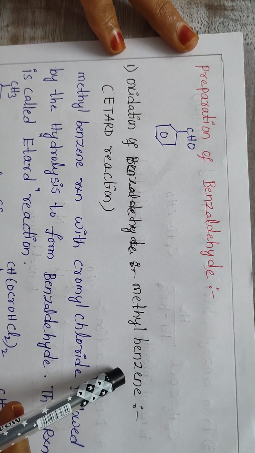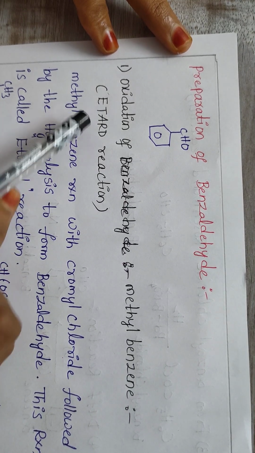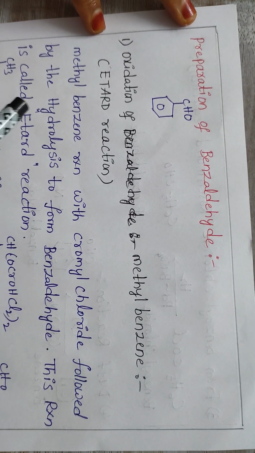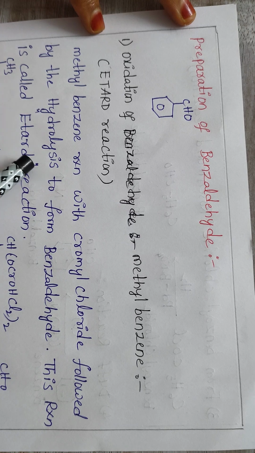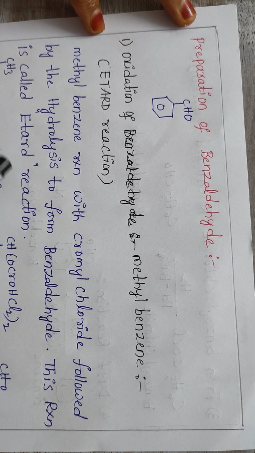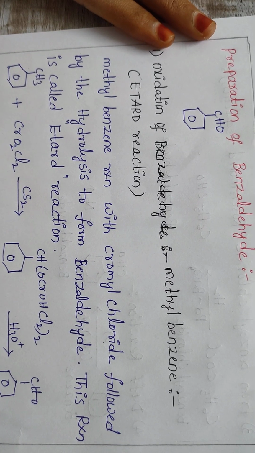Oxidation of methyl benzene. This reaction is also known as the Etard reaction. Methyl benzene reacts with chromyl chloride, followed by hydrolysis, to form benzaldehyde. This reaction is called the Etard reaction. So methyl benzene, what is a simple example?